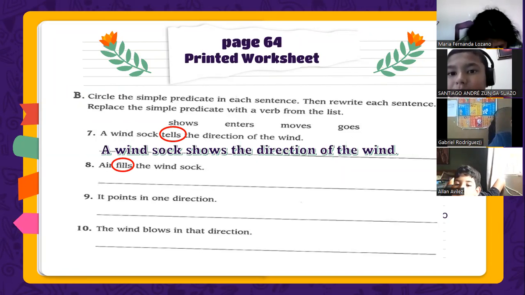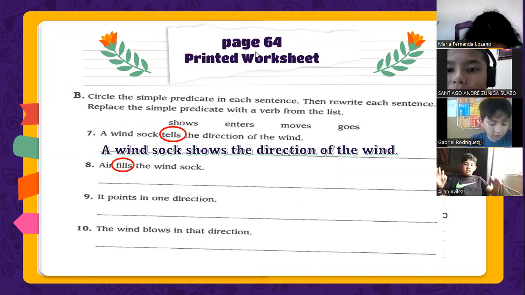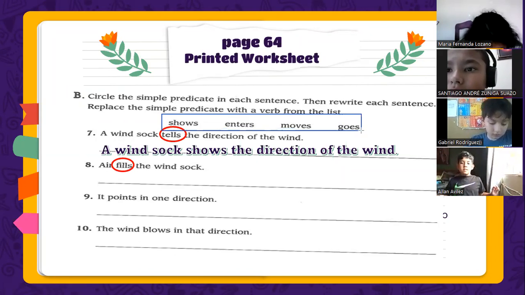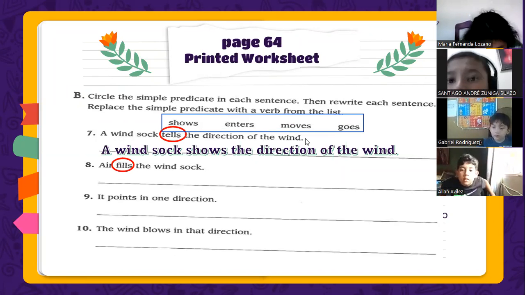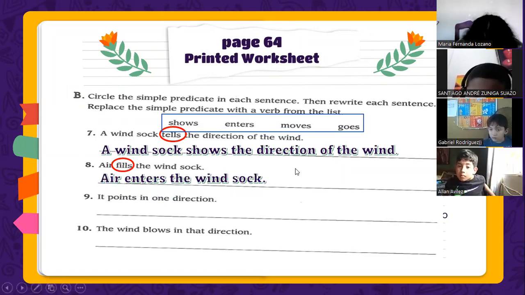But you have four options. Shows, enters, moves, goes. Here, the options are here. Air goes, the windsock? Goes, moves, enters. Yes. Air enters the windsock, exactly. Enters the windsock.